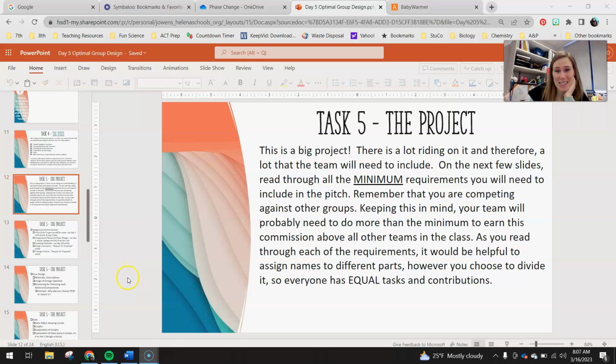All right, 8th graders, this is task 5, and this is going to be probably the beefiest part because this is where I go through and explain everything you need to include on your project. In task 4, you got to take a look at different ways of presenting and pitching your product to the boss. And this one is going to be what you need to include in your pitch. So there's going to be a lot of details.